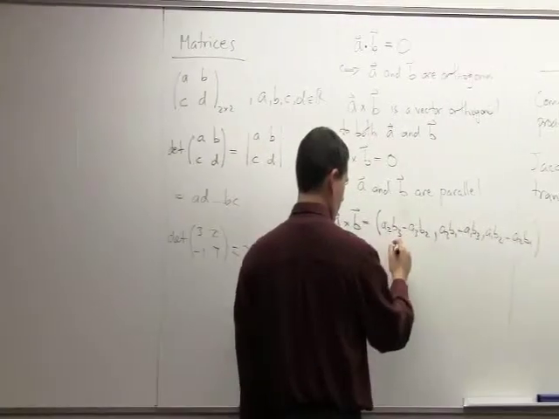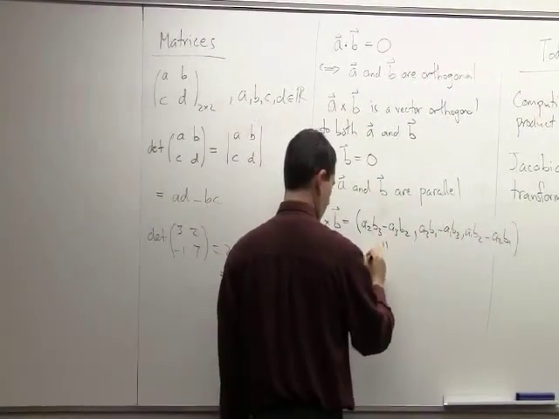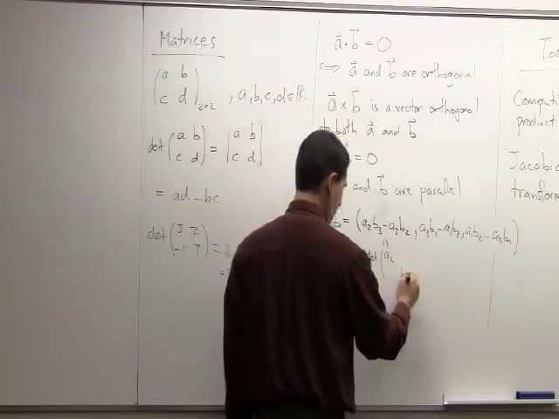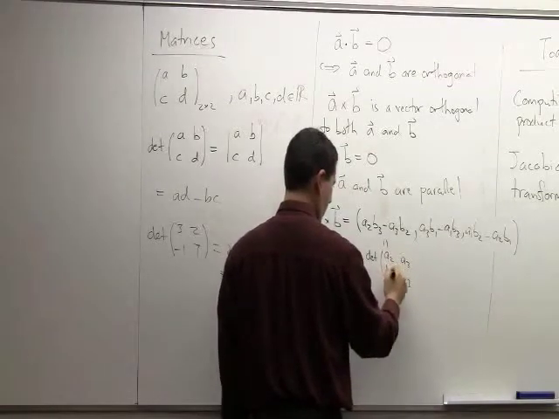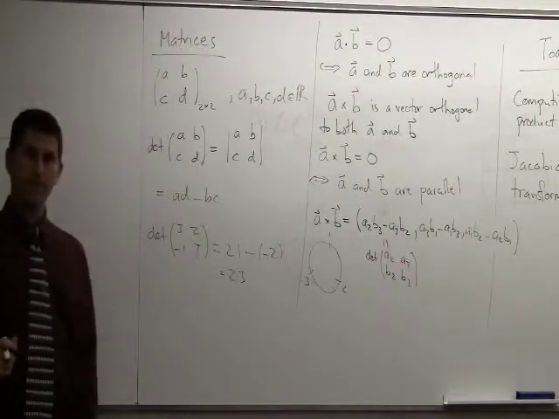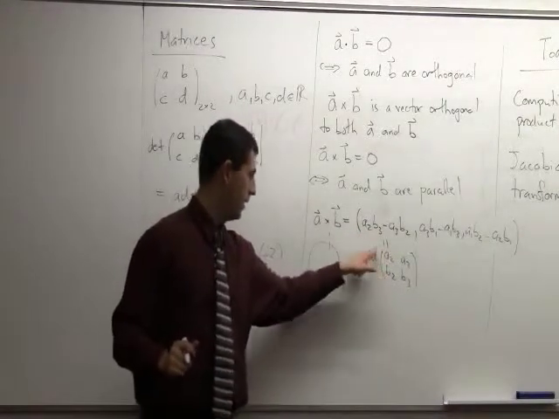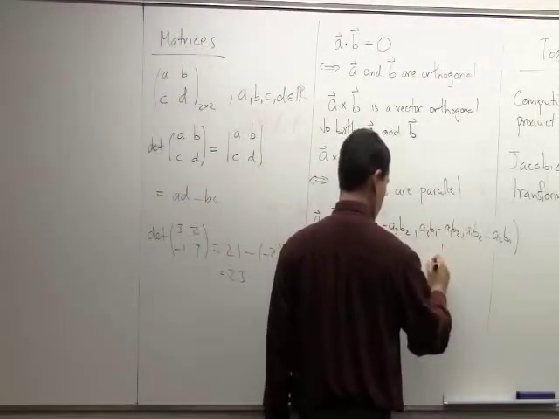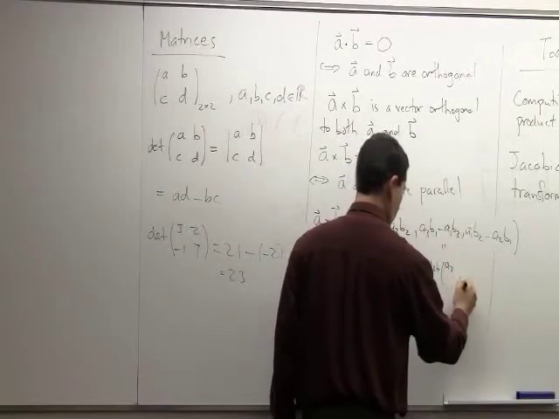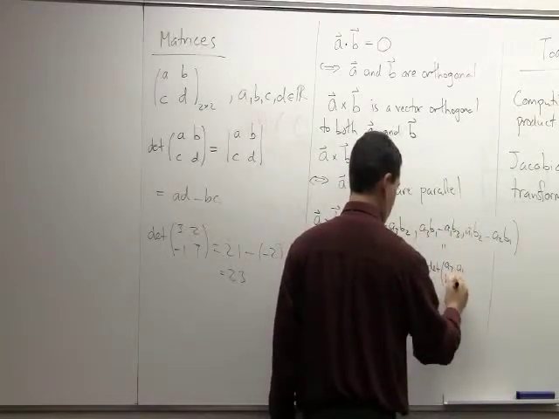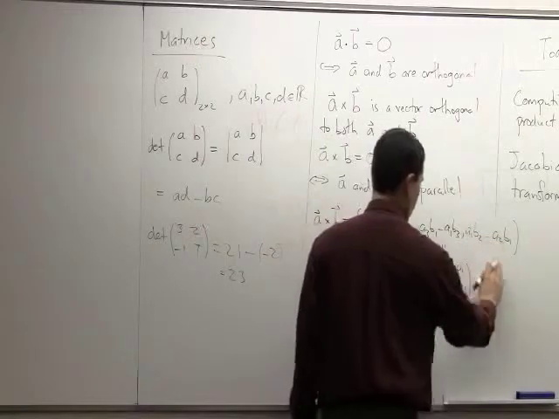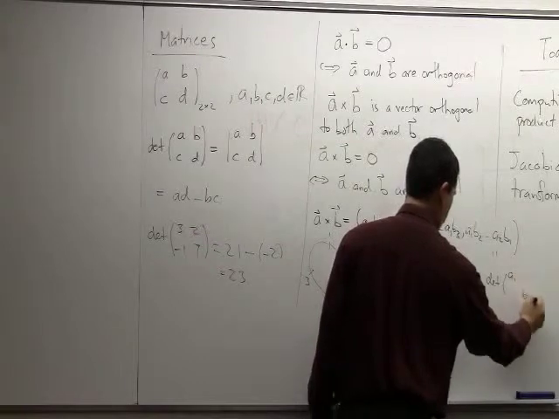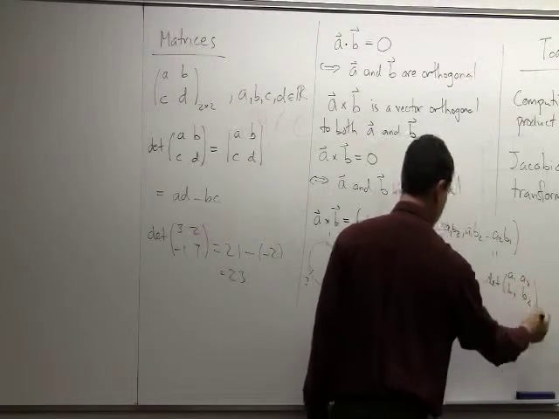So actually, this is the determinant of, let's see, A2, B3 minus A3, B2. That's just this one little bit here. A2, B3 minus A3, B2. And we could do that for this one too. This is the determinant of, let's see, A3, B1 minus A1, B3. And this here would be the determinant of A1, B2, A2, B1.